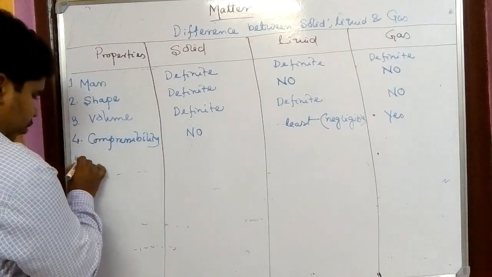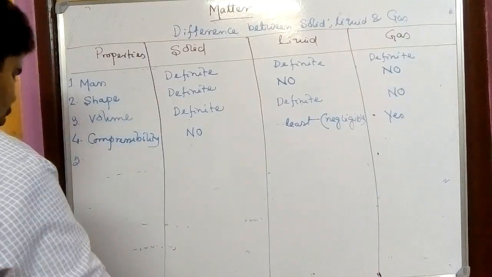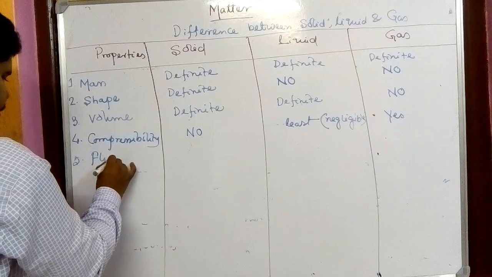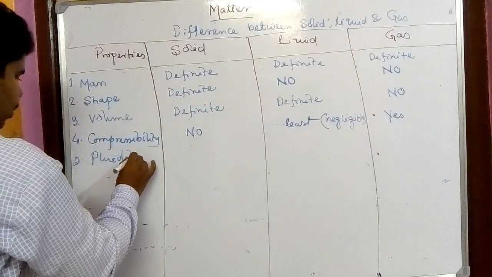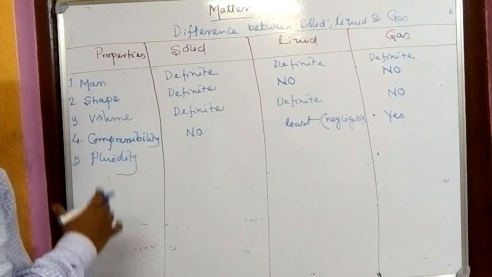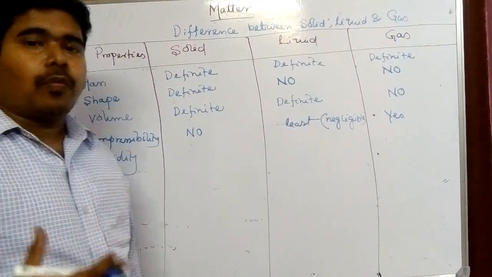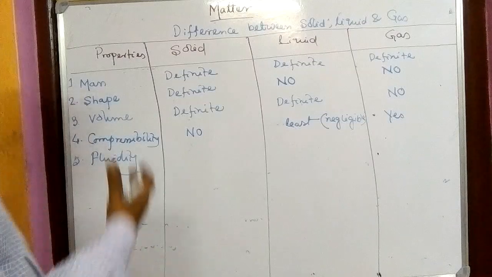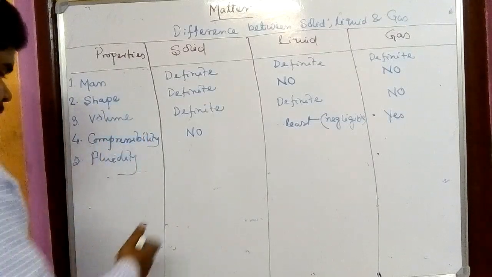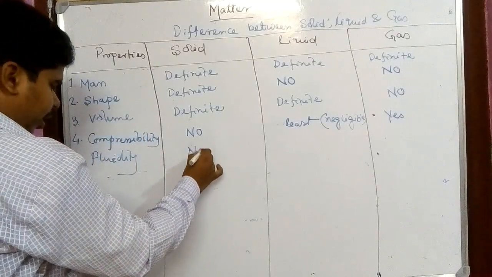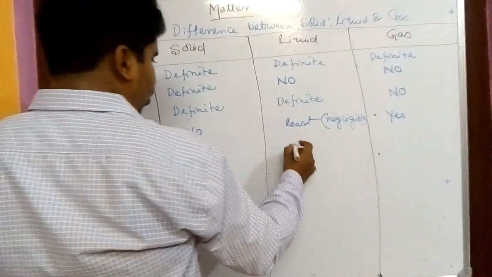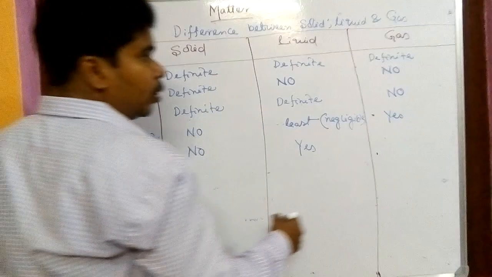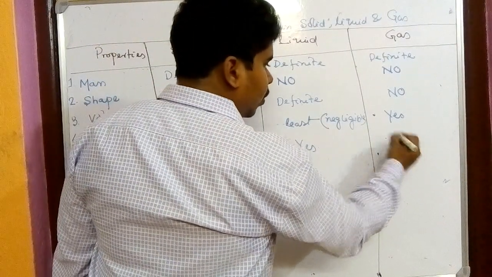Number 5 property is fluidity. What is fluidity? Fluidity means the ability to flow, the ability of a substance to flow. Can solid flow? Definitely not. Solid cannot flow. If I'm talking about liquid, yes, it can flow. If I'm talking about gas, yes, it can flow.